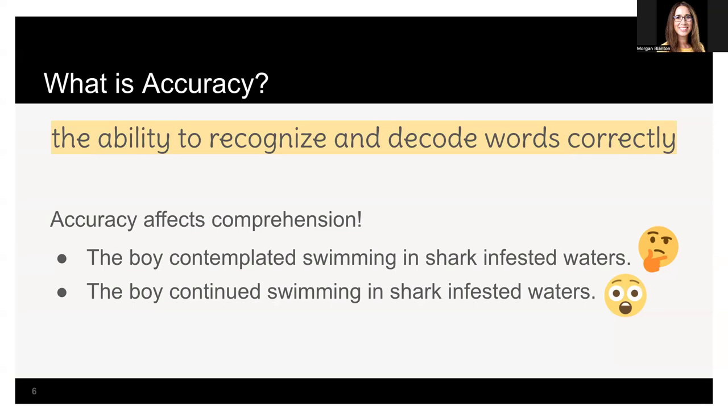He thought about it, contemplated, he thought about it. It doesn't say that he did it, it said that he thought about it, which is very different from the next sentence here. The boy continued swimming in shark-infested waters. Now that's scary. The word continued means that he was doing it and he kept doing it. So if I were to misread continued for contemplated or contemplated for continued, that completely changes the meaning. And so that's why accuracy is so important for reading comprehension, and it's a very important part of oral reading fluency.